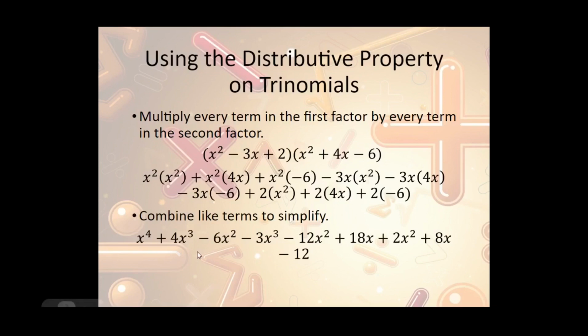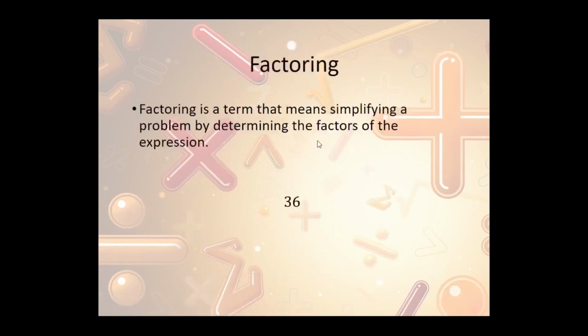So we're going to find all the x to the fourths. Well, this is the only x to the fourth. Then we find all the x cubes. Here's an x cubed, here's an x cubed. So we have 4x cubed minus 3x cubed. When we combine those, we just get a single x cubed. Then we do all the x squareds, then all the x's, then all the constants. And when we combine them, we end up with x to the fourth plus x cubed minus 16x squared plus 26x minus 12.